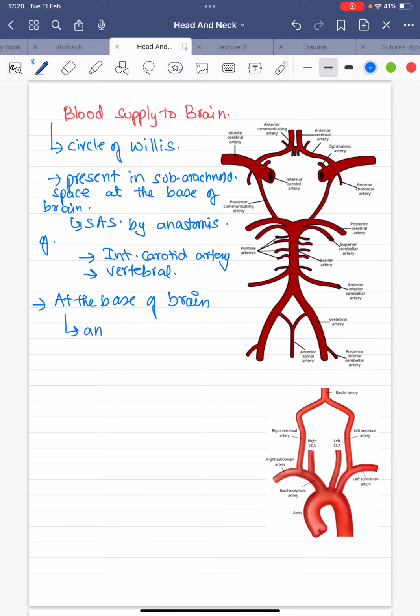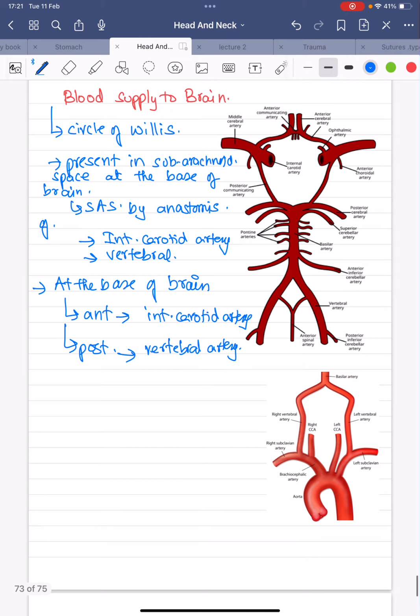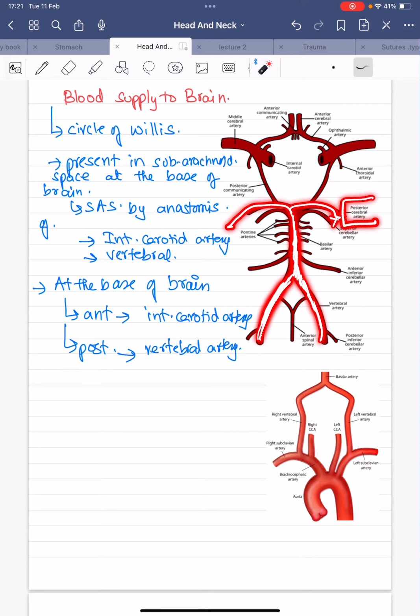anteriorly we have the internal carotid artery, and posteriorly we have the vertebral artery. Please remember, this is your vertebral artery, present posteriorly, and they join together here, forming this artery. This artery is known as the basilar artery, and in the end it gives these branches. This is known as the posterior cerebral artery.